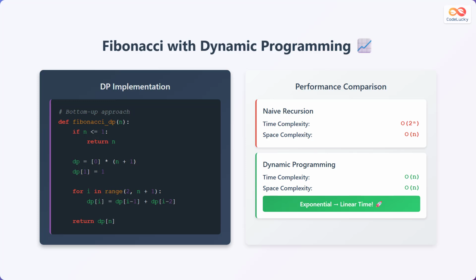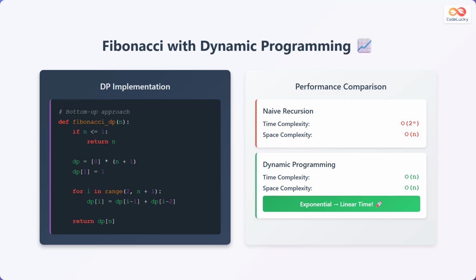Initialize dp[0] as 0 and dp[1] as 1. For each position from 2 to n, calculate dp[i] as dp[i-1] plus dp[i-2]. This approach computes each Fibonacci number exactly once. The time complexity improves from exponential to linear, representing a massive performance gain.